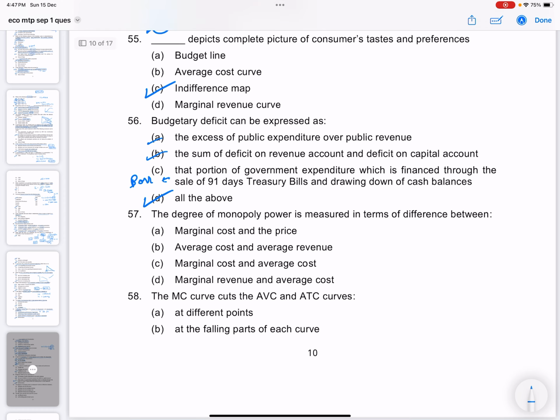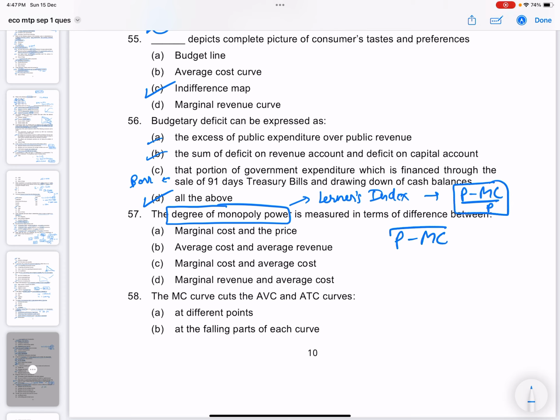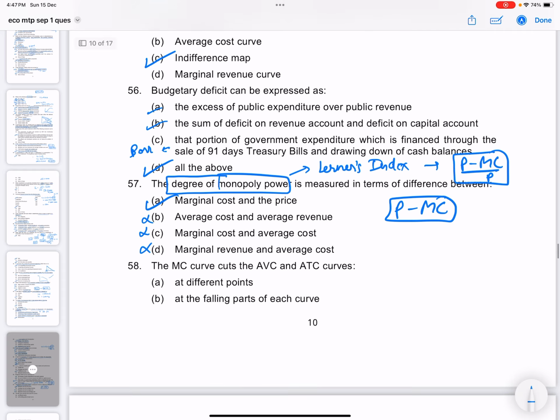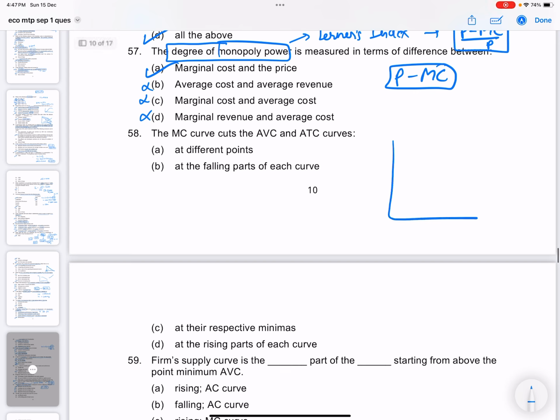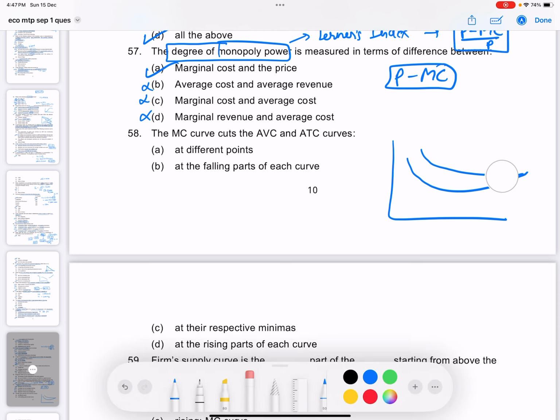The degree of monopoly power. Okay, this is a new concept. We have a Lerner's index for it as well, which is P minus MC by price. So P minus MC gives you the monopoly power, using marginal cost and the price. Okay, all others are different. The marginal curve cuts the AVC and ATC curves. So suppose we have AVC, ATC. This won't touch exactly, but it would be very close. So it cuts.